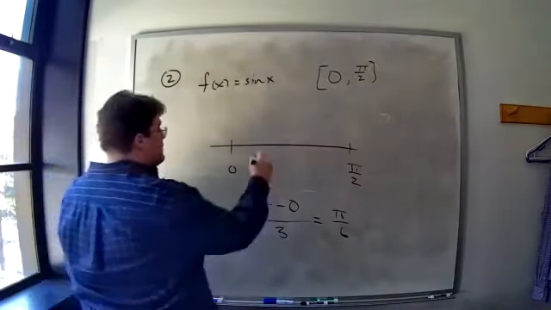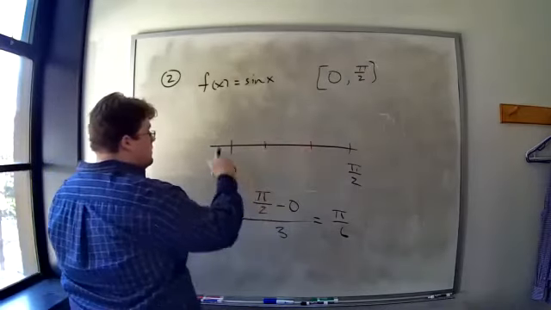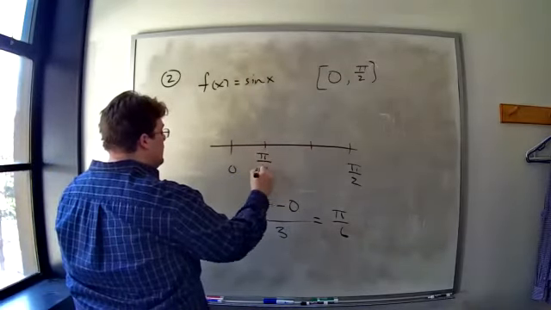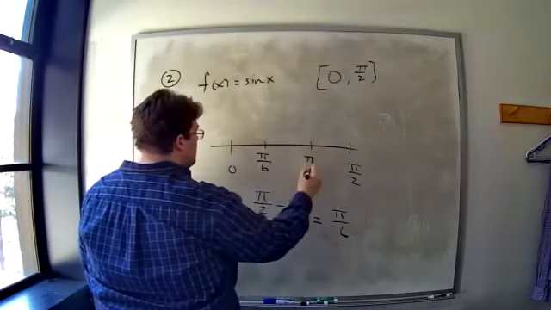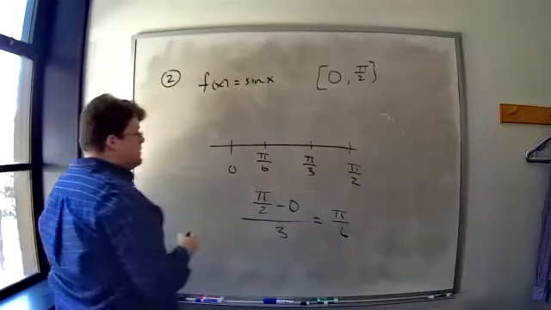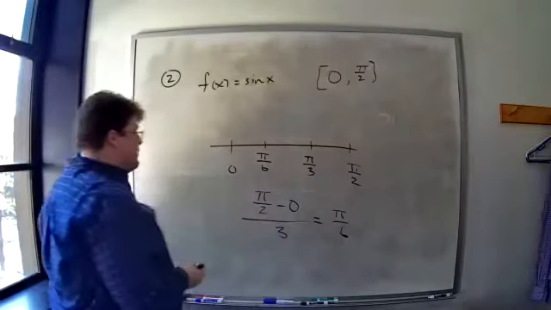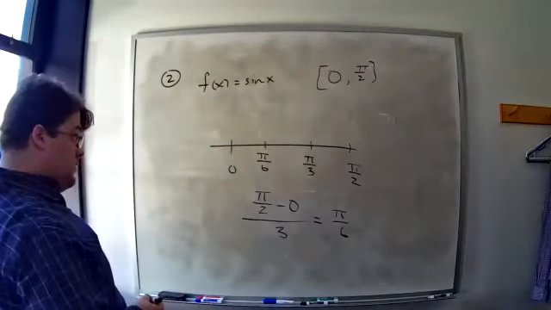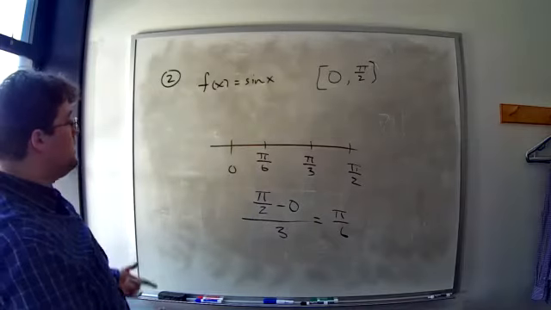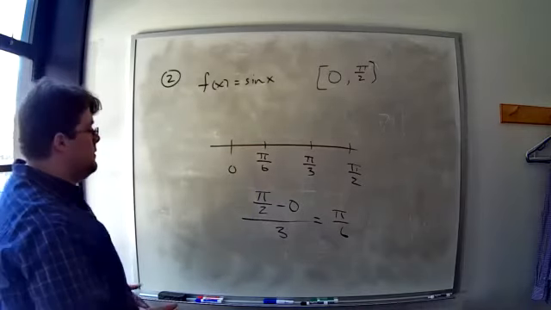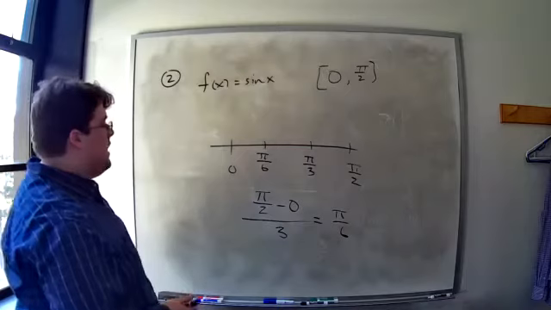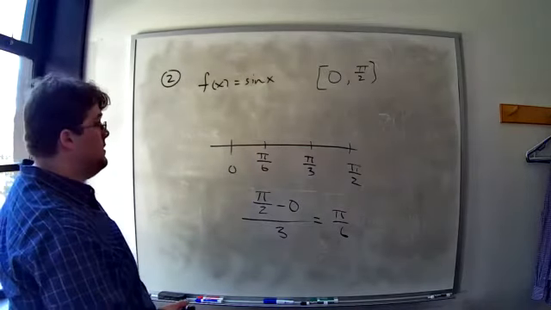If each piece has length pi over 6, well, the first one, 0 plus pi over 6, pi over 6 plus pi over 6, which is 2 pi over 6, which is pi over 3. And then the last one, 3 pi over 6, which is pi over 2. Any questions about the x-axis interval, and breaking the x-axis interval into 3 pieces here?